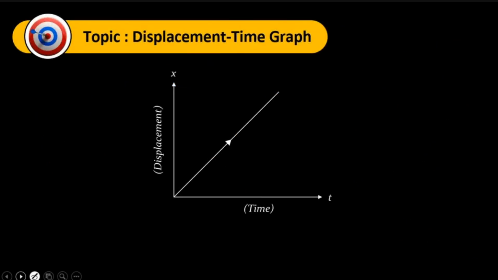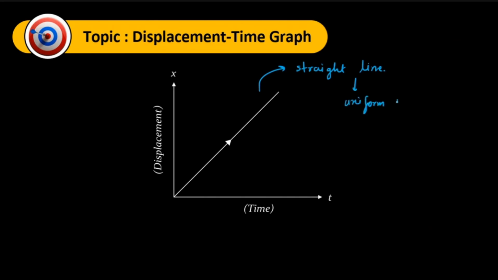So let's see some graphs now, for different motions, how the graph looks like. So this is the displacement time graph, the very first type of graph. Here, this displacement time graph is a straight line. So what do you think this straight line is representing? The straight line is representing, you can say, uniform motion.